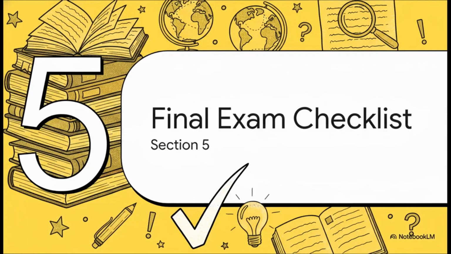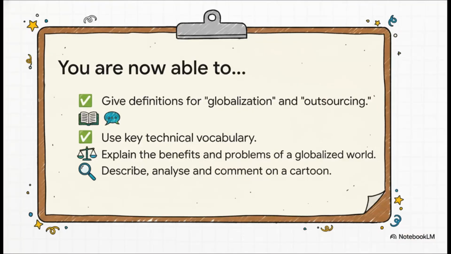Whew, okay. We've covered a ton of ground, haven't we? We've done definitions, case studies, and analysis skills. Let's just do one last quick check to make sure you are feeling 100% ready for that exam. Just look at this. You can now define globalization and outsourcing. Check. You can use all that key vocabulary we talked about. Check. You can explain both sides of the story, the good stuff and the bad stuff, the winners and the losers. Check. And you now have a solid 3-step method to describe, analyze, and comment on a cartoon. Check. See? You've totally got this covered.